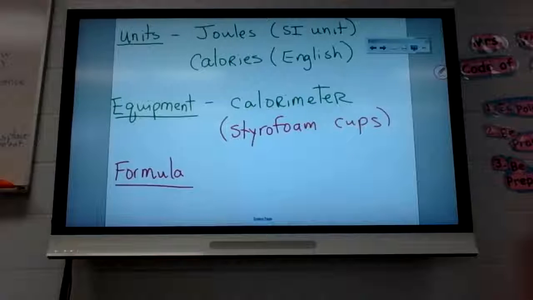All right, so the formula we're going to use is on your reference table. It's about midway down. And it is Q equals.